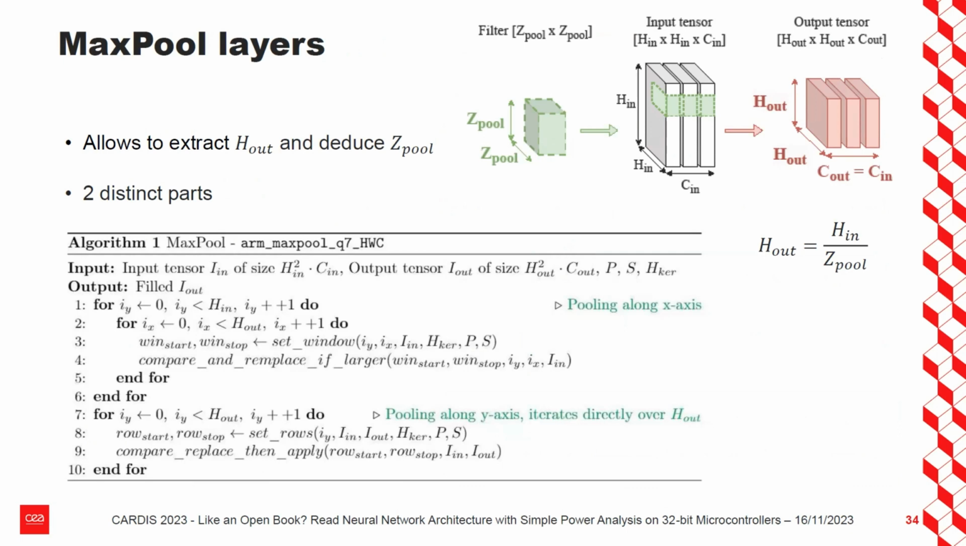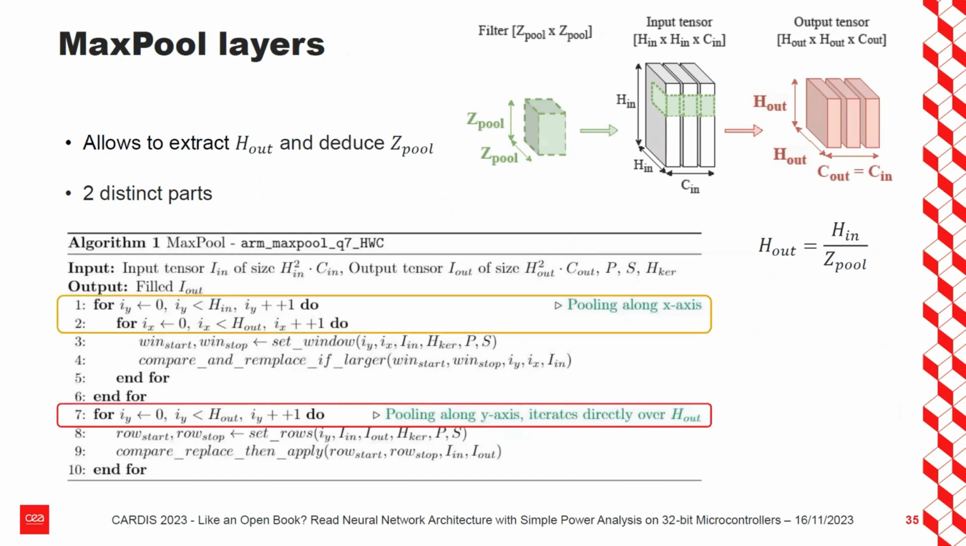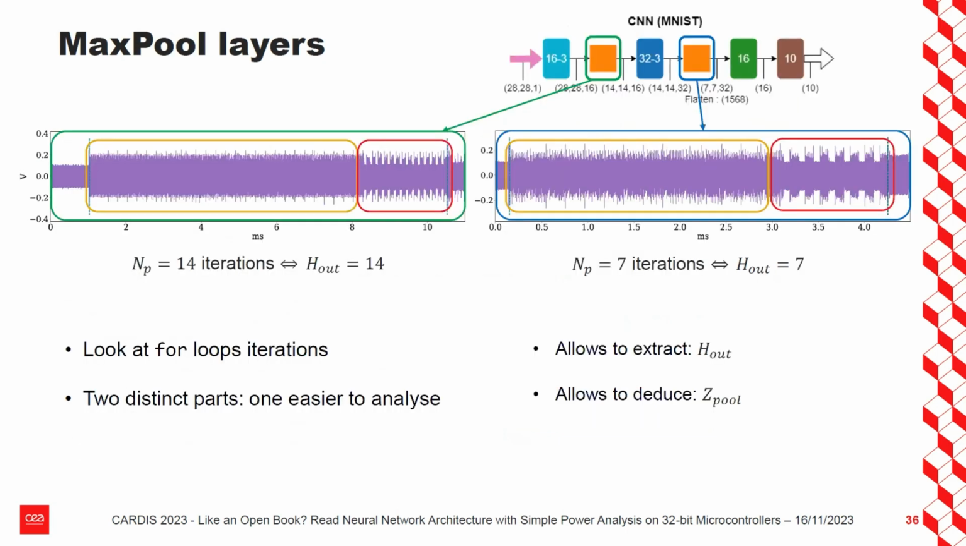As before, the 2 hyperparameters we want to recover are the dimension of the output tensor, as well as the size of the pooling filter. What is interesting here is that if we look at the algorithm, it's divided in two distinct parts. The first one affects the pooling operation along the x-axis through the usage of two different for loops, while the second one performs the pooling operation along the y-axis through a single for loop iterating directly over the h-out value. Those two different parts can be found again in the electromagnetic traces that correspond to the max pool layers, meaning that by targeting the second part of those traces, an attacker is simply able to count out the value of h-out because of the patterns that appear, which are pretty visible and distinguishable from one another.